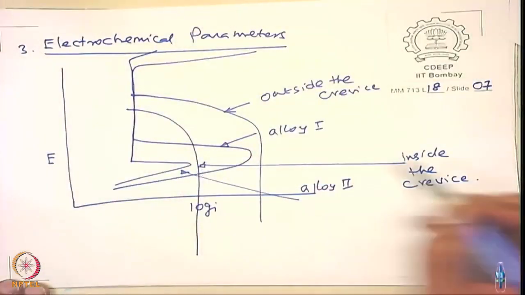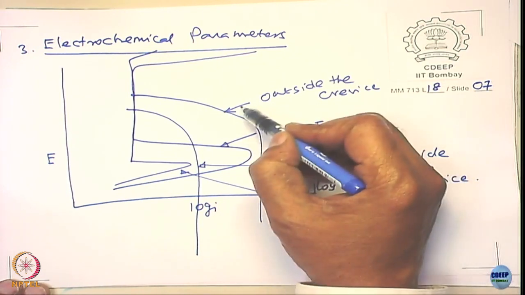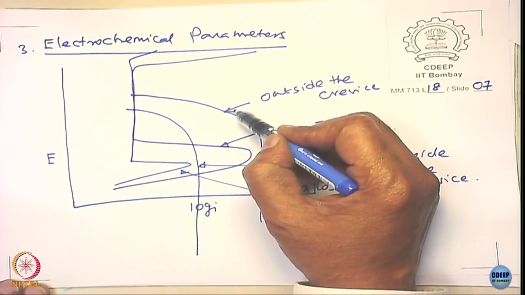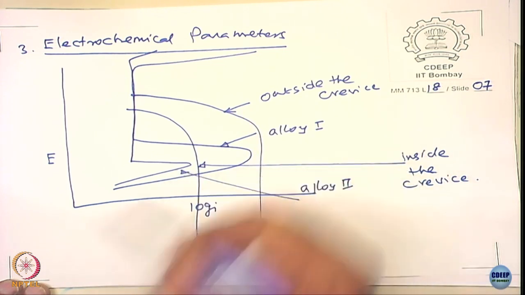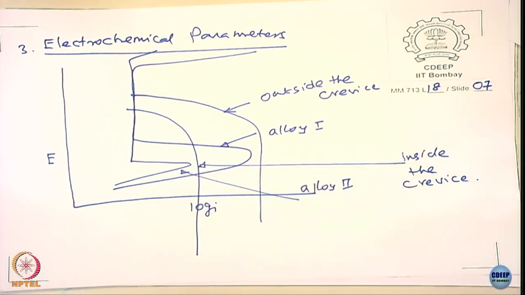Yeah, in alloy 2, what happens? See, this is the cathodic curve within the crevice, the cathodic curve outside the crevice here, right? So alloy 1, alloy 2. Now it must be easy for you to tell how alloy 1 and alloy 2 will behave outside the crevice and inside the crevice. Outside the crevice, what happens to alloy 1 and alloy 2? Both are passivating, right? Within the crevice, what happened?